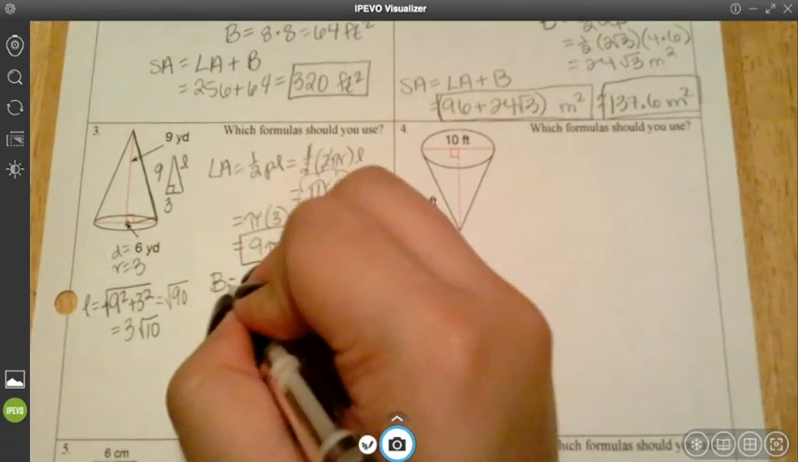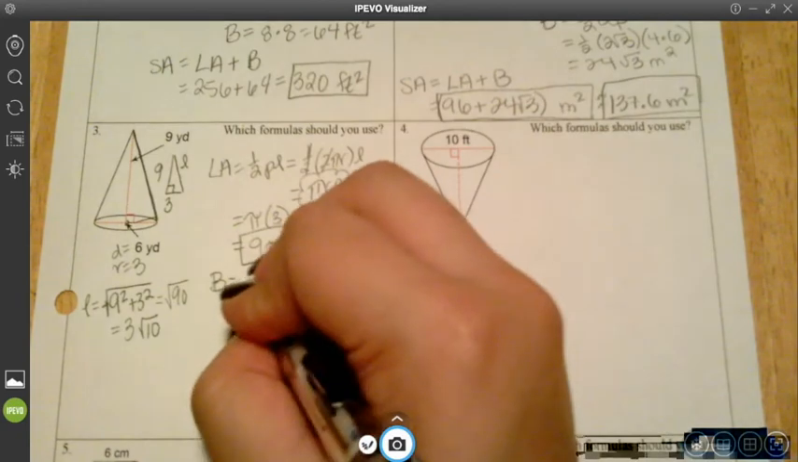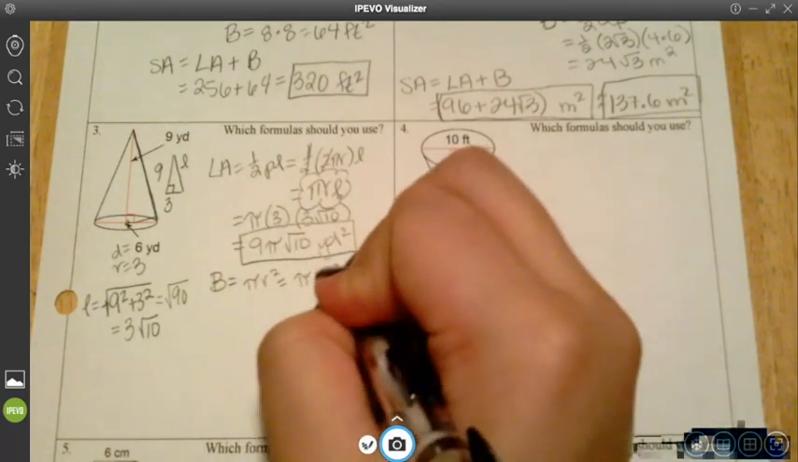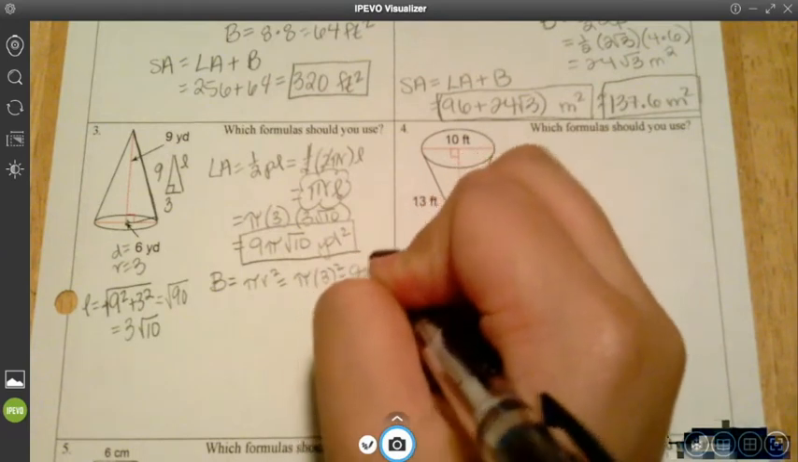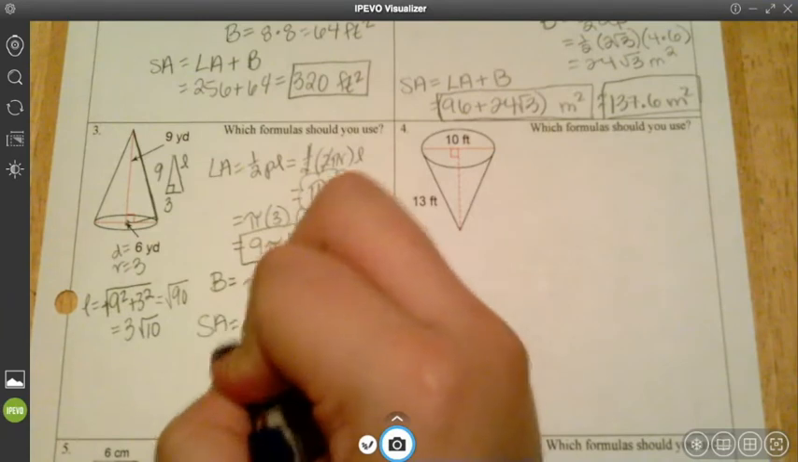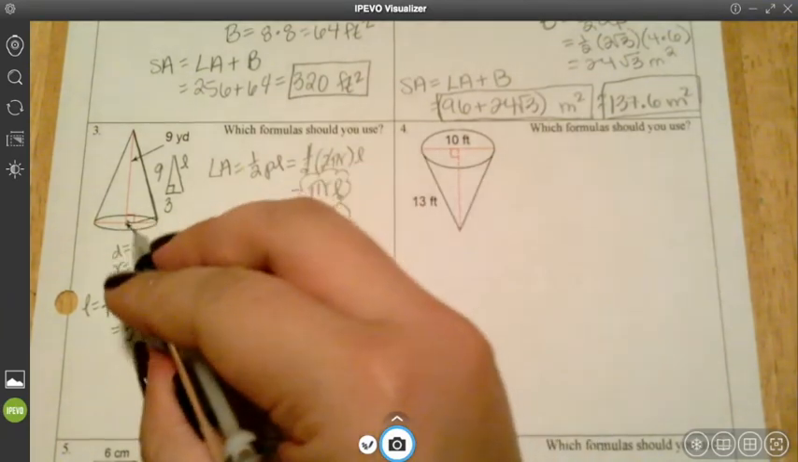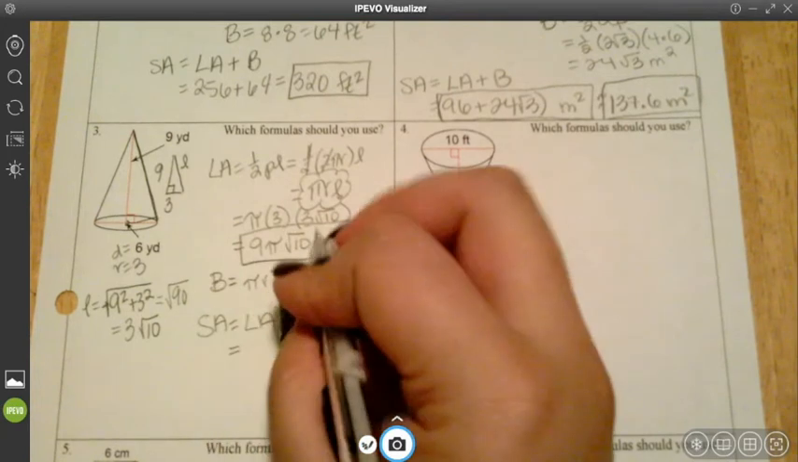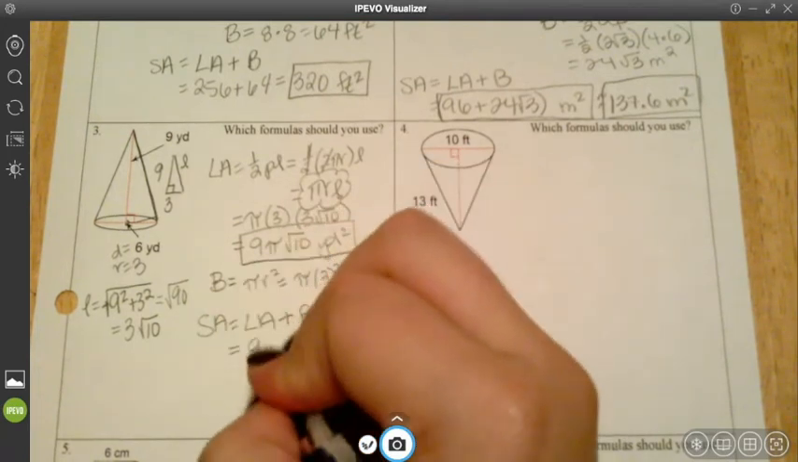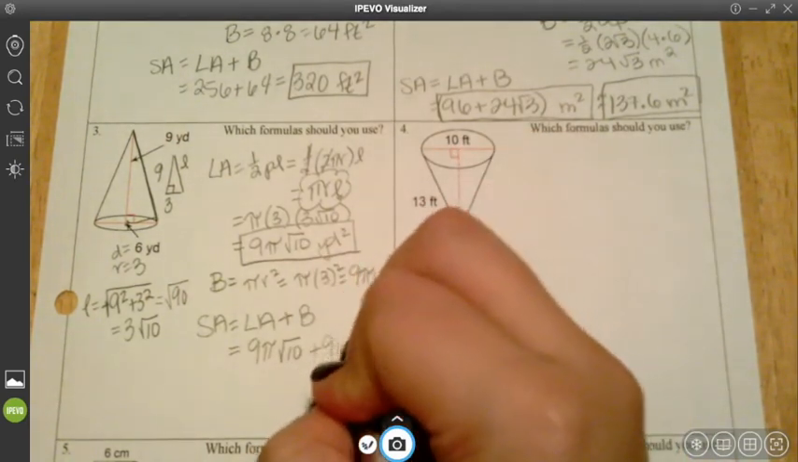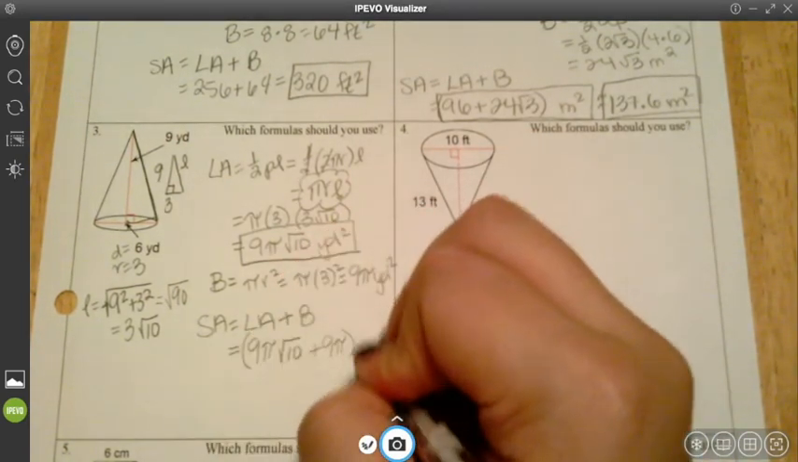Area of the base, again, this is a circle, so that's pi r squared. Our radius was 3, so that's 9 pi square yards. Now we can find the surface area, which is the lateral area plus we have one base. So that is 9 pi times the square root of 10 plus 9 pi square yards.